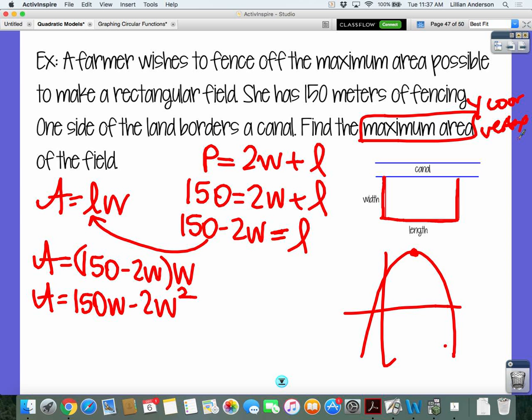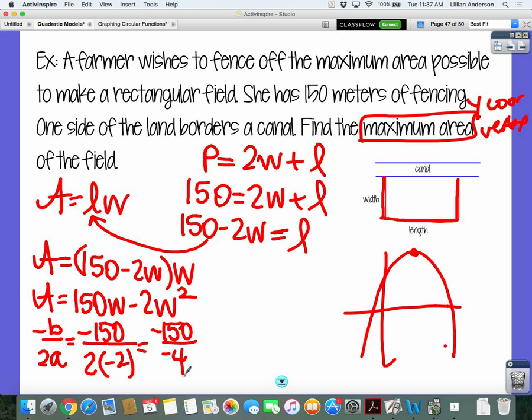Gotta find the x. How do I find the x? Negative b over 2a. What's b in this problem? 150. So I have a negative 150 all over 2 times a. What's a? Negative 2. So then I'll have negative 150 over negative 4, and that is 37.5.